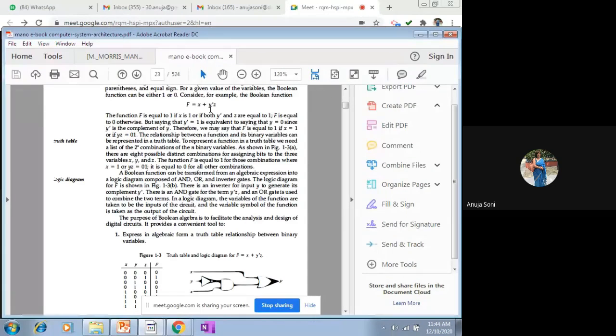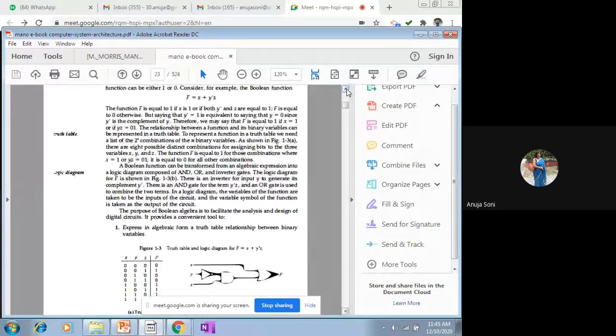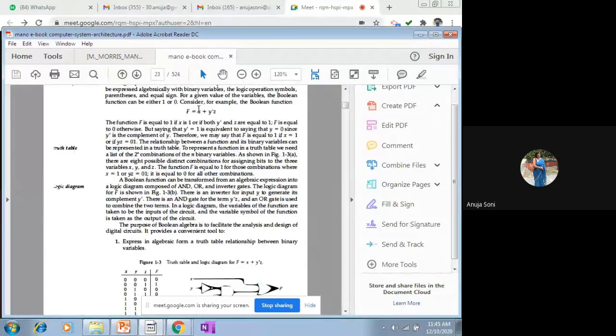X, Y, and Z are the input variables, and F is the output variable. So you can see what kind of logical operations we have. Logical operations correspond to the different logical gates. This plus represents your OR gate, and in between Y dash and Z there is a dot operator in the implied form that represents the AND gate, and this dash symbol on Y represents the inverter gate.